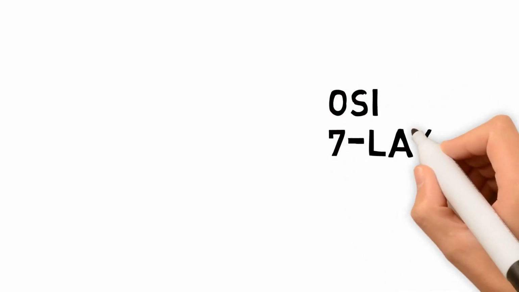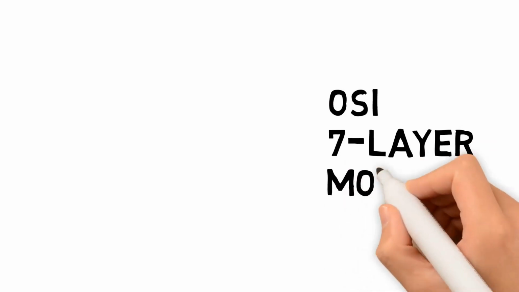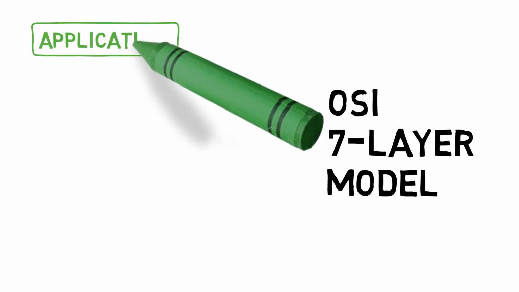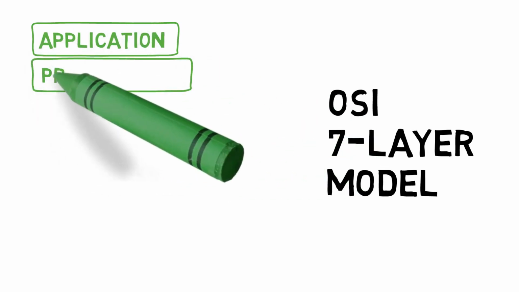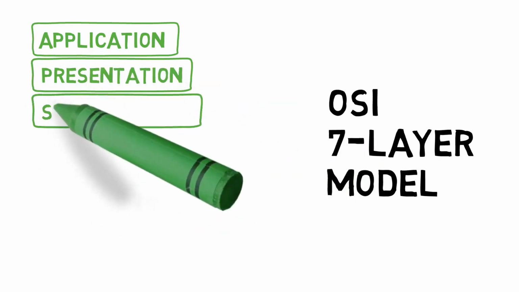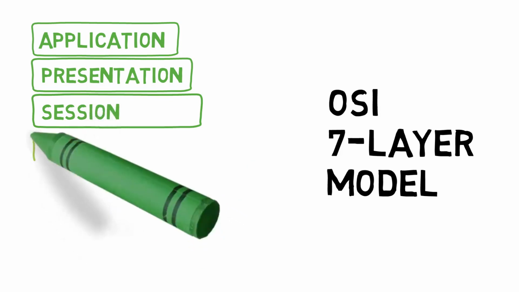The Open System Interconnection 7-layer model, or OSI model for short, is a conceptual model that standardizes the way an information systems communication function works. The OSI model partitions communication functions into 7 abstract layers, each of which builds on the layer below it.